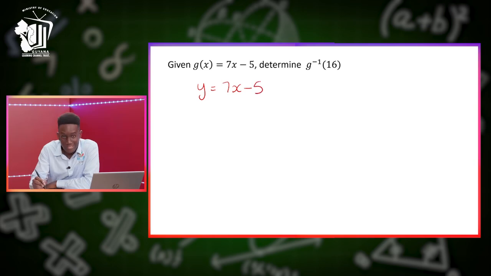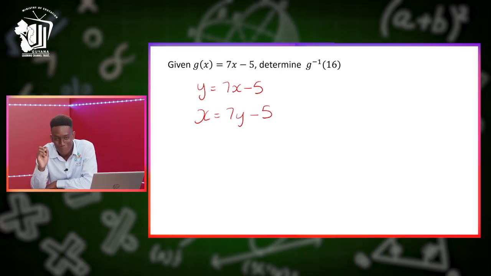Step 2, we interchange the x and the y values. So wherever we have x, we'll put y. Wherever we have y, we'll put x. So this will be x is equal to 7y minus 5. And then the big step, we make y the subject of the formula.